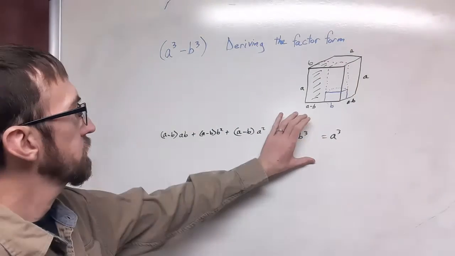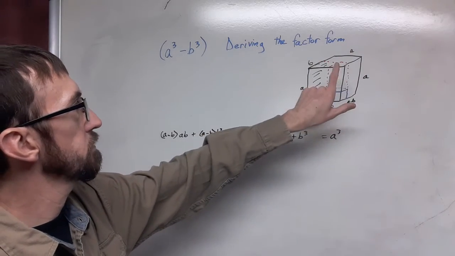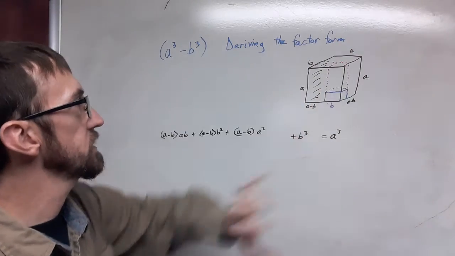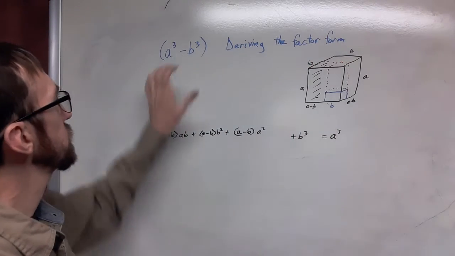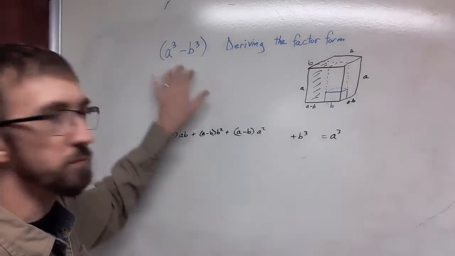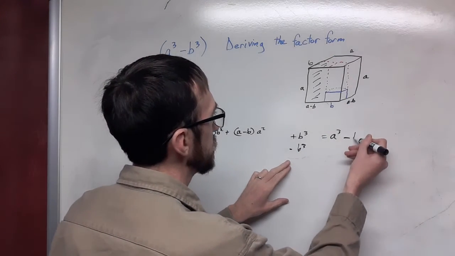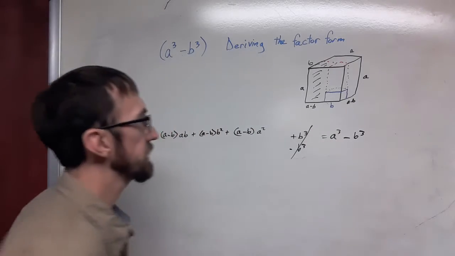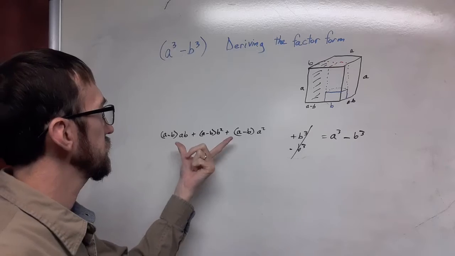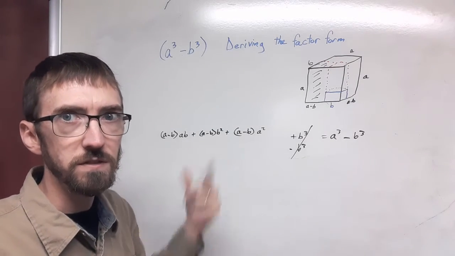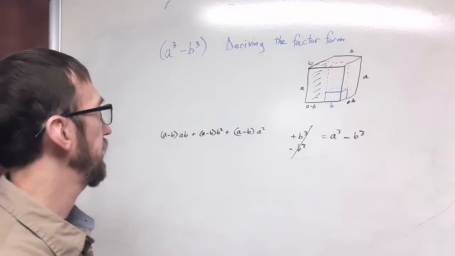All of these added together is the entire volume of the cube. We have this plus this plus this plus this. All these prisms added together is the entire A cubed. So now if we want to have A cubed minus B cubed, we are going to subtract B cubed from each side, and so A cubed minus B cubed is going to be equal to whatever is left on this left-hand side. And then we have to do the algebra to simplify that and find out what factors we actually have.